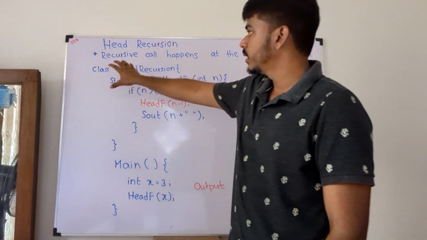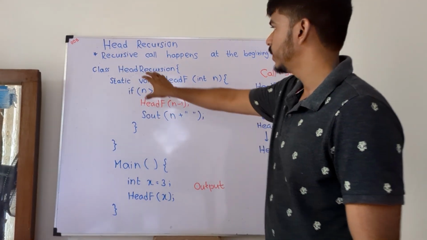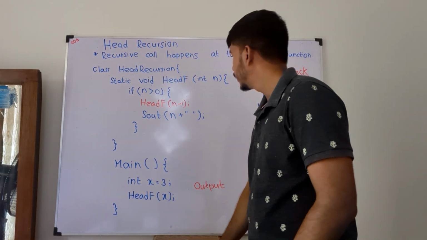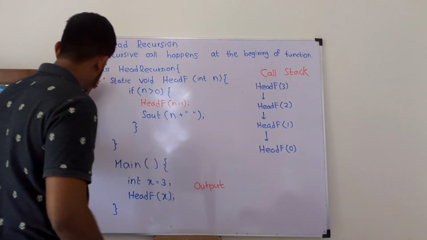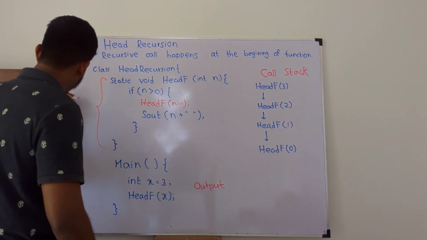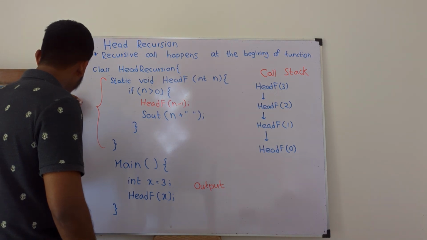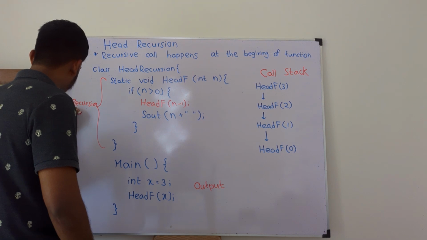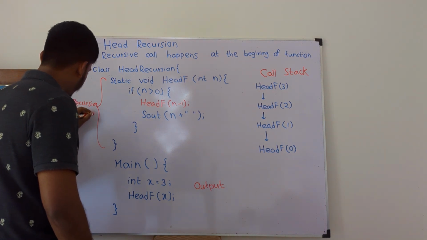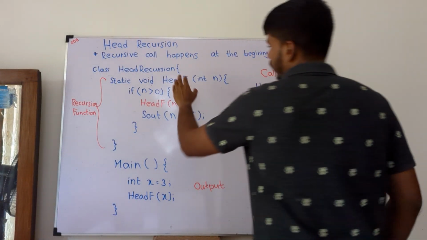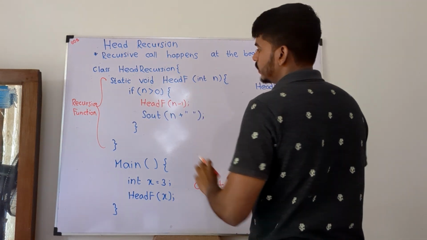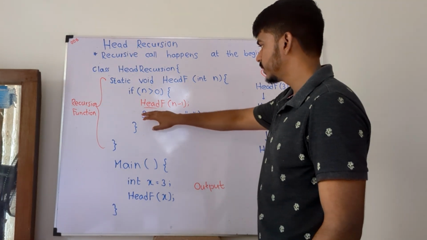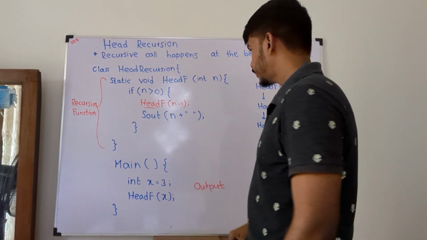In this example, here you can see class HeadRecursion. The recursive function is headf. Here you can see the first statement is the recursive call. After that, all the operations are done.